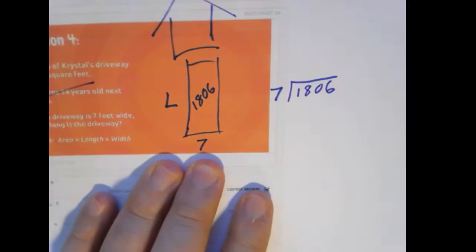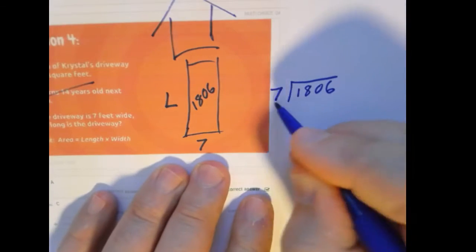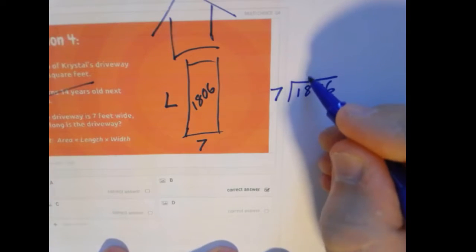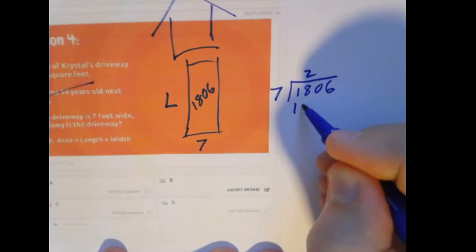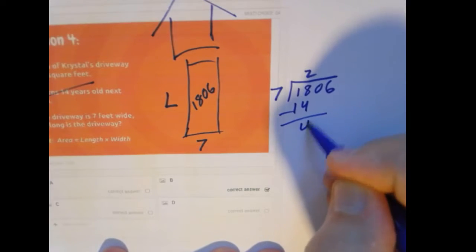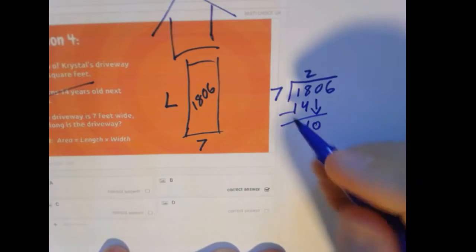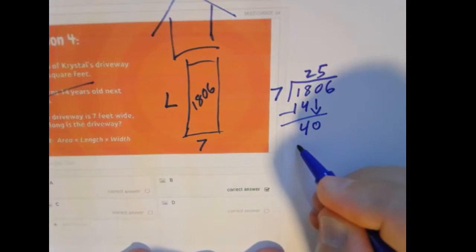Okay, so how does it fit? How many times does 7 fit into 1? Doesn't fit into 1. Does 7 fit into 18? Well, yeah, it does. It'll fit in twice. 2 times 7 is 14. Find the difference. 7 does not fit into 4, so we get some help. Does 7 fit into 40? It would fit in 5 times. 7 times 5 would be 35.